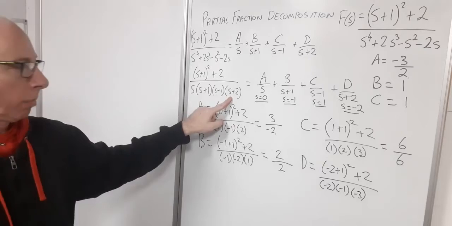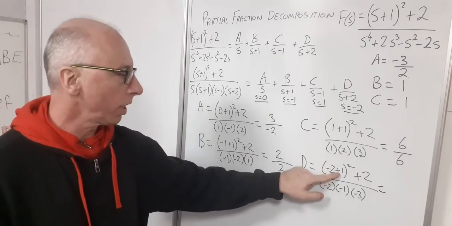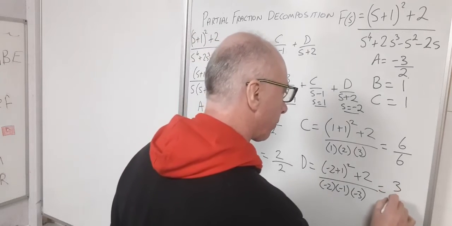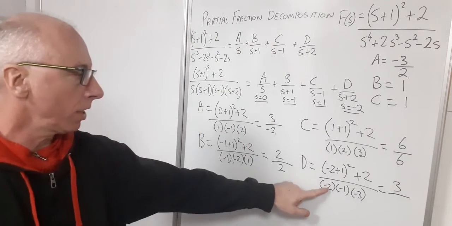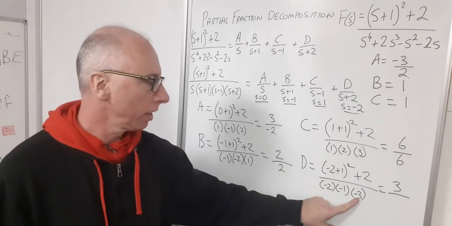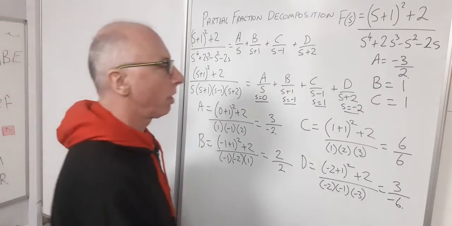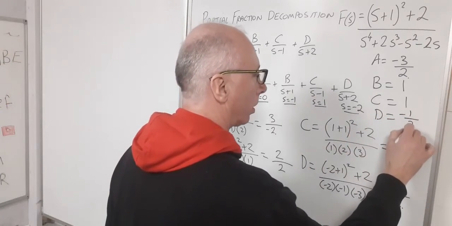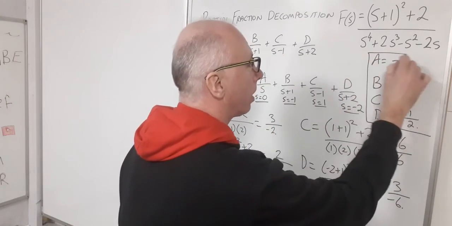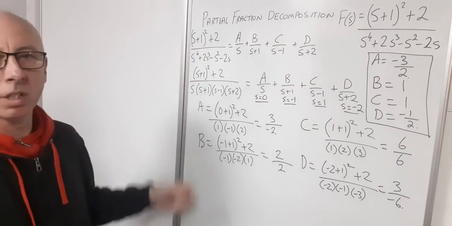And here, this one disappears. So now what we've got, minus 2 plus 1 is minus 1. Minus 1 squared is 1. Plus 2, that gives me 3. Okay, now minus 2 times minus 1 is positive 2. Positive 2 times minus 3, that's going to give me minus 6. So then my D will be minus 1/2. Okay, so now with all of these results, this is the important bit. We need to write these values into our partial fraction decomposition, and that's going to give us our result.